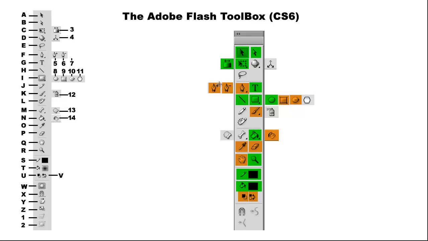But occasionally it comes in handy, as does the primitive rectangle and the primitive oval. And once in a while I will use the brush tool. Probably use that a little more than I would use the pen tool or pencil tool. The ink bottle is used to add strokes to objects. I'm usually drawing objects with strokes, but not always, and so sometimes I will use that tool.